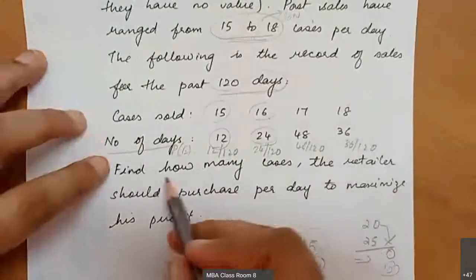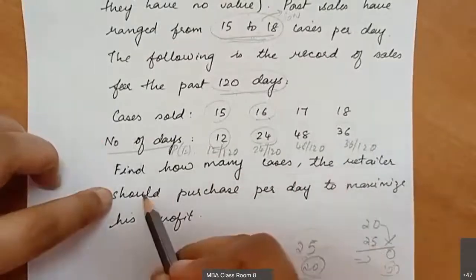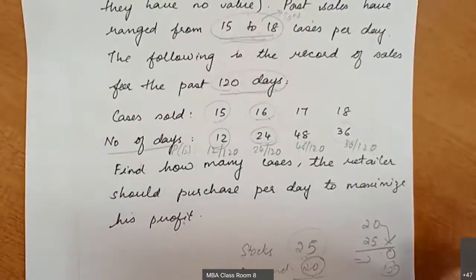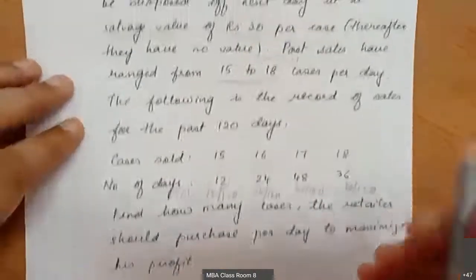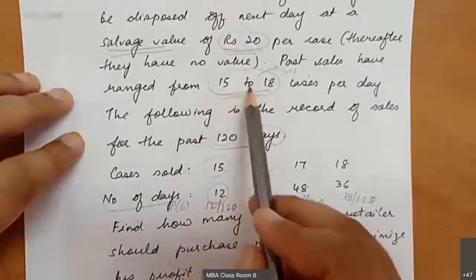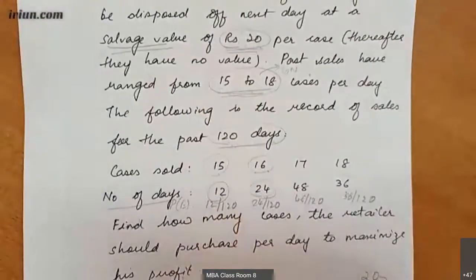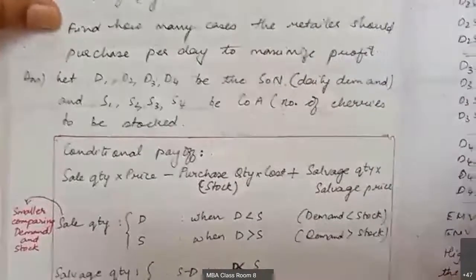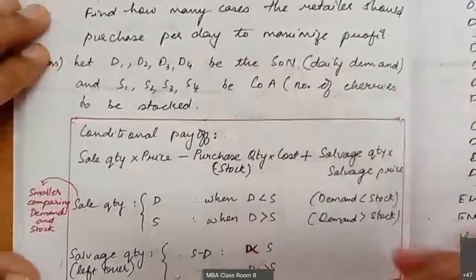Find how many cases the retailer should purchase per day to maximize his profit. This question is almost the same as the question we saw earlier. Only thing is you have to add the salvage value. Actually, since there is no time to work out this problem, I have already worked it out, so I'll show you that. See, the same question I've written over here. I'll just explain how to do that because we don't have time to work out the problem.